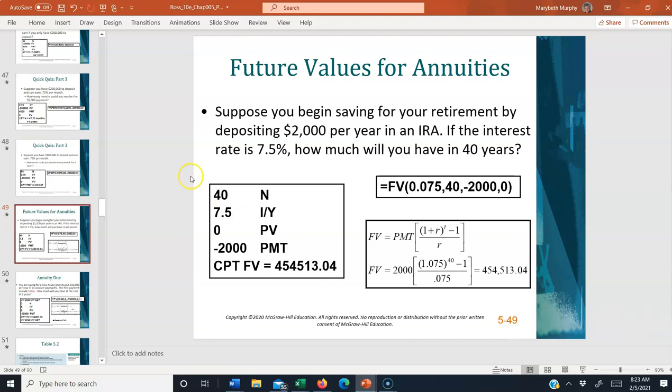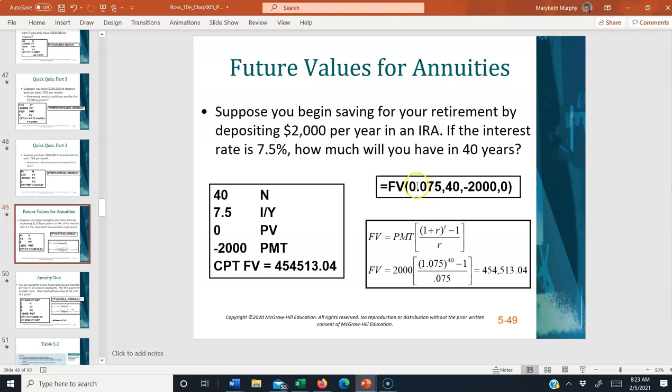Okay, so in the calculator, N is 40, I/Y, or interest rate, is 7.5, the present value is 0 because we don't have anything in the retirement account initially. The payment is minus 2,000. We're going to compute the future value, and that turns out to be 454,513.05.